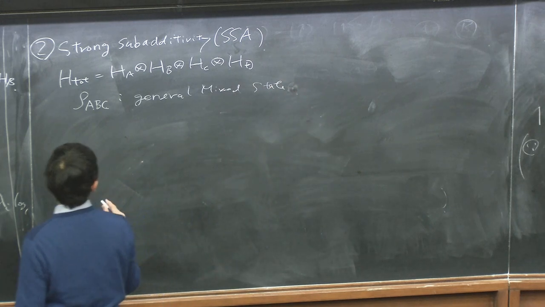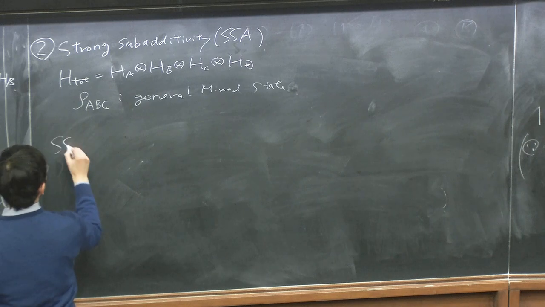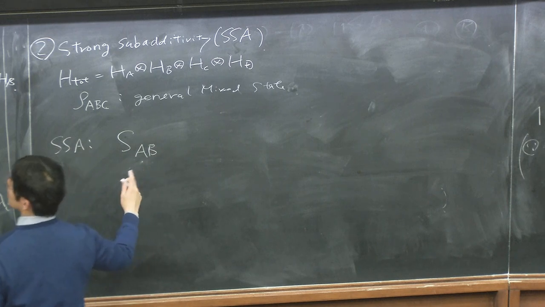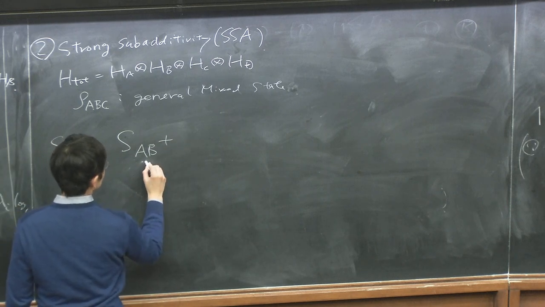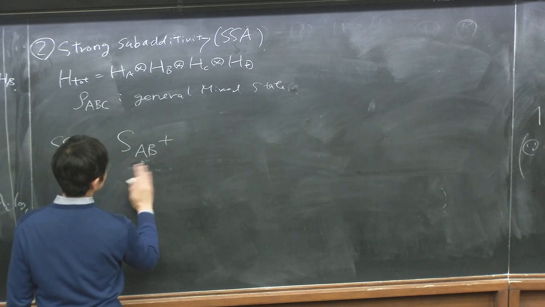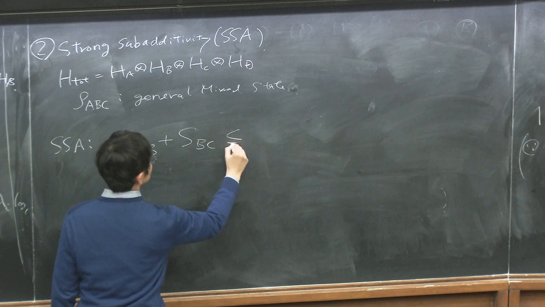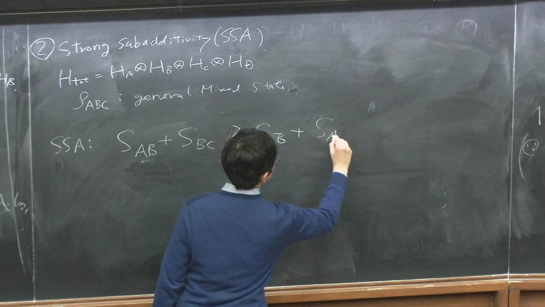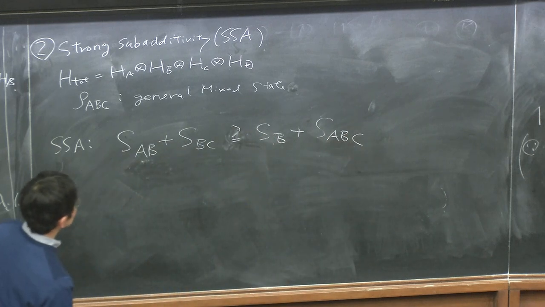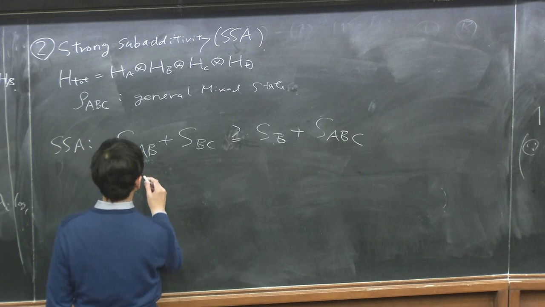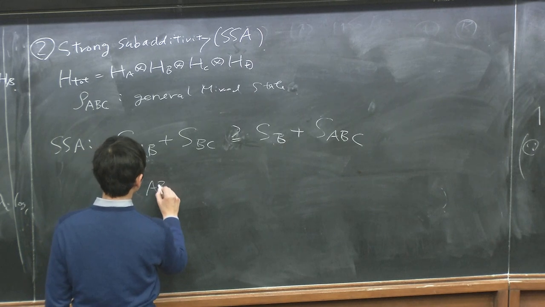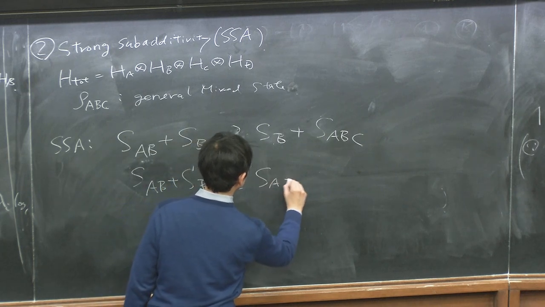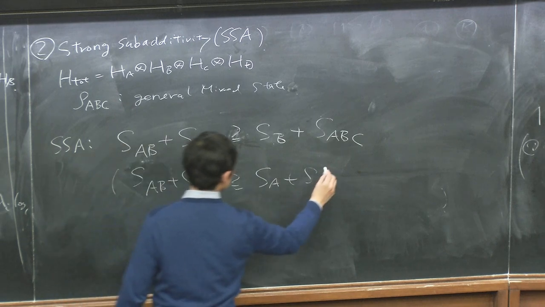In this case, we can always prove SSA, which means the entropy of AB, where AB means A union B, and BC is bounded by S_B plus S_ABC. So this is a very basic inequality, and we can also rewrite this in the following way. So we have A plus B. This is equivalent.